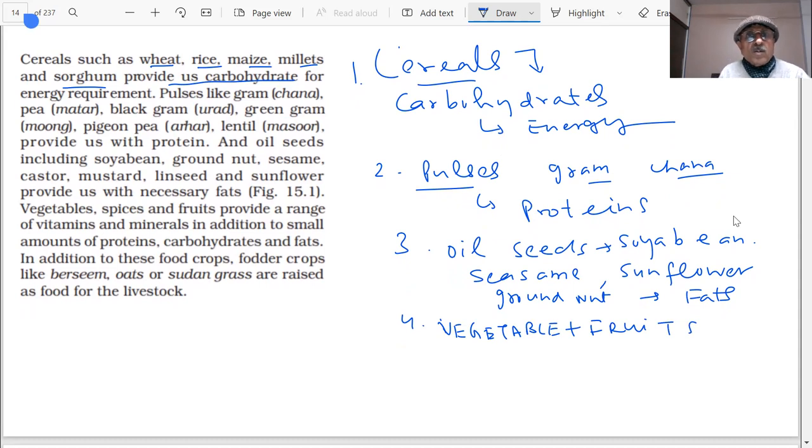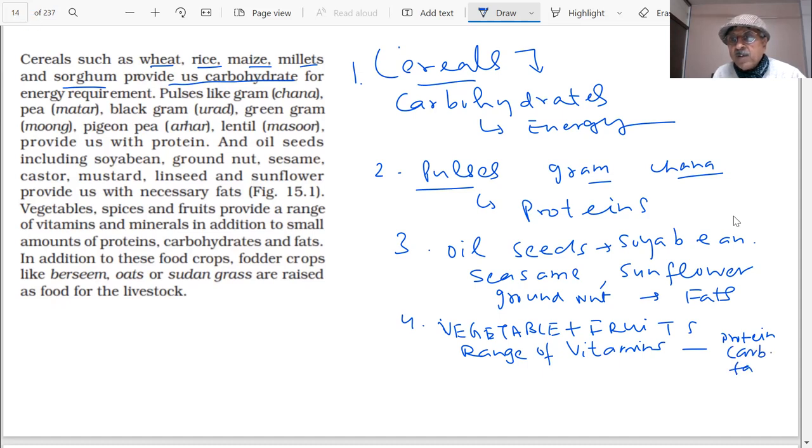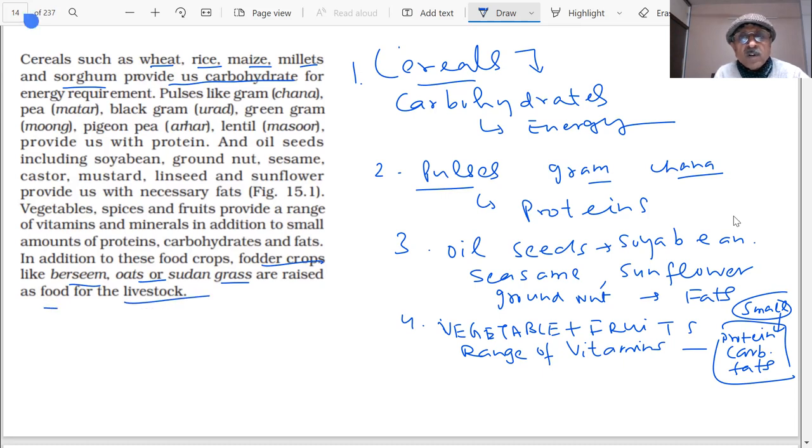ठीक है. तो इनमें बहुत सारे रेंज ऑफ विटामिन्स होते हैं, और भी बहुत कुछ है. देयर आर लॉट ऑफ थिंग्स इन द फ्रूट्स एंड वेजिटेबल. और फिर इनमें प्रोटीन्स भी होते हैं, कार्ब्स भी होते हैं, फैट्स भी होते हैं. ये स्मॉल अमाउंट्स में होते हैं फ्रूट्स में. और फूड क्रॉप्स में कुछ फॉडर क्रॉप्स हैं, बरसीम, ओट्स एंड आर रेज्ड एज फूड फॉर लिव स्टॉक. तो जो हमारा लिव स्टॉक है उसके लिए भी हमें चाहिए होता है.